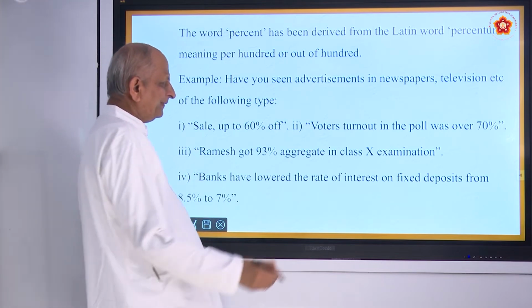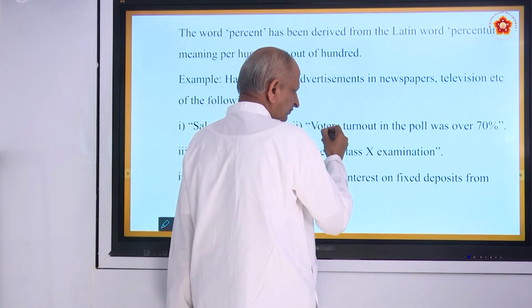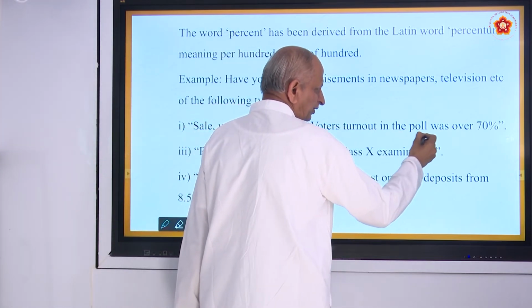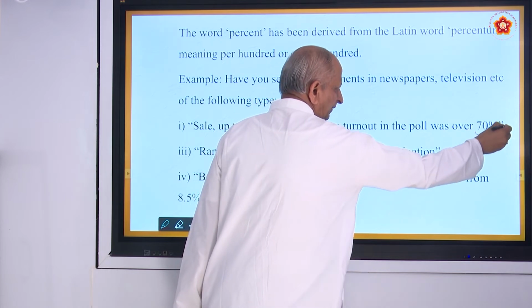And also we use the percent for election votes. Voters turnout in the poll was 70%.